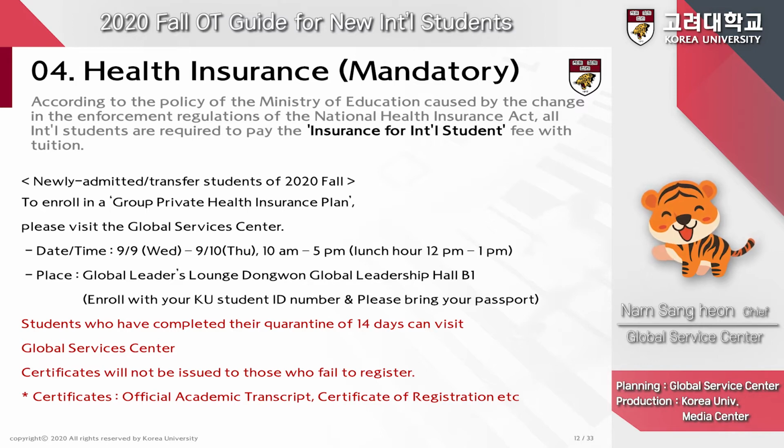The insurance for international student fee is 44,800 Korean won, and details on the insurance plan, including its coverage, is explained in the email that was sent out. So please read it carefully. If you fail to apply for this health insurance plan during the designated time, there will be a penalty. You will not be able to get any of the school certificates or documents issued.